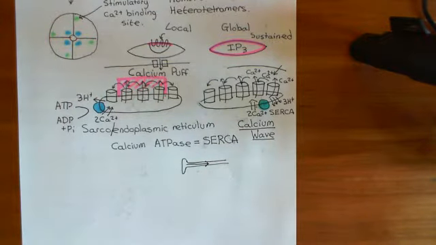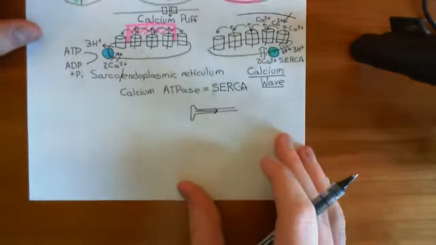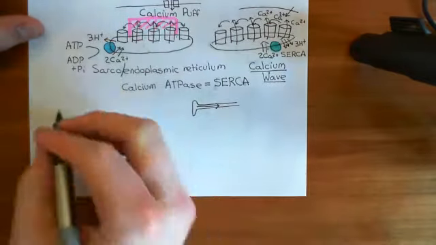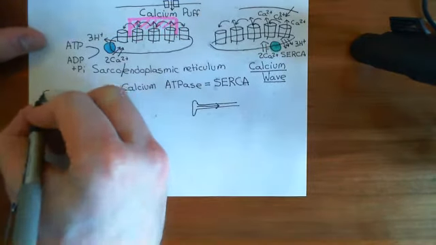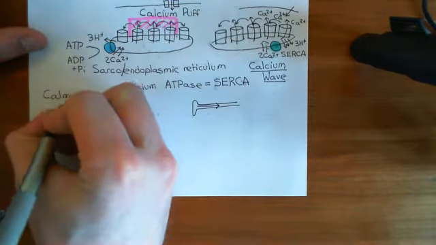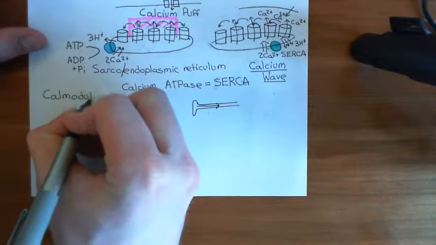Okay, what I now want to discuss is how the calcium being released into the cytoplasm is actually going to lead to the phosphorylation of the regulatory myosin light chain. Okay, so basically, calcium is going to bind to a protein known as calmodulin. So it's time to discuss calmodulin.